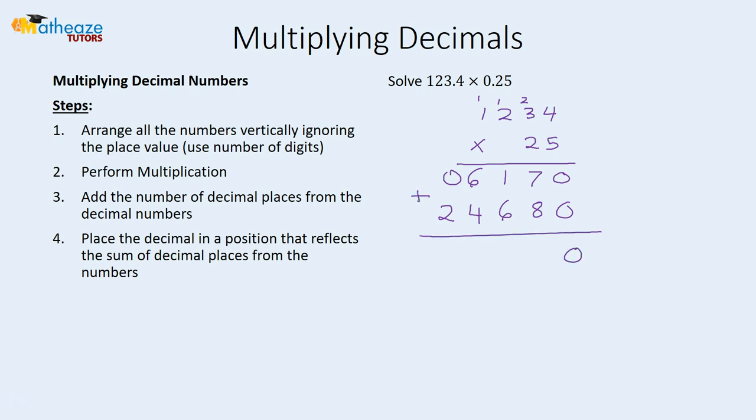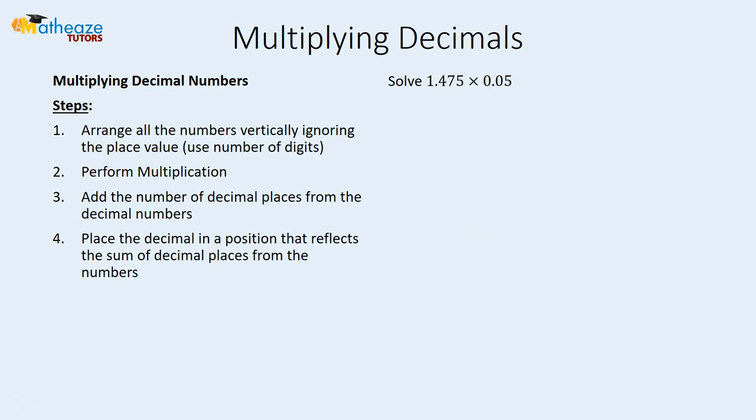So we have a 0, 7 plus 8, 15. 5, bring 1 up here. 1 plus 1, 2 plus 6, 8. 6 plus 4, 10. We have a 0 here, and we'll put a 1 up here. 1 plus 2, 3. So let's count the number of decimal places. We have 1, 2, 3. So we're going to go 1, 2, 3. So that's what we have.